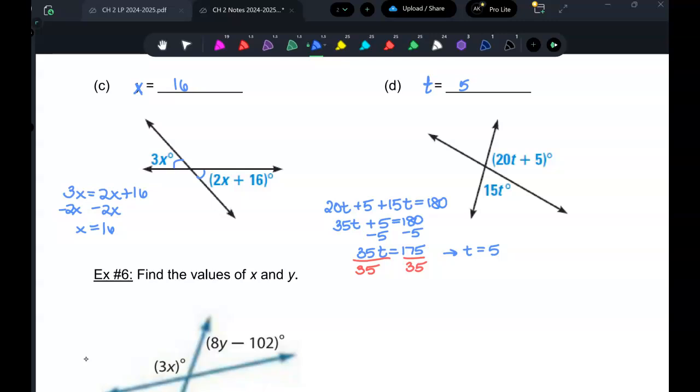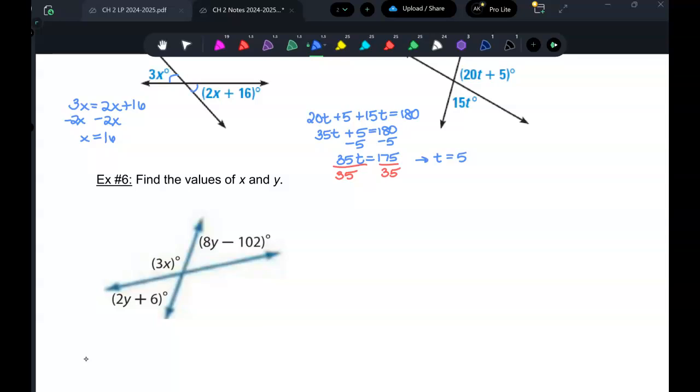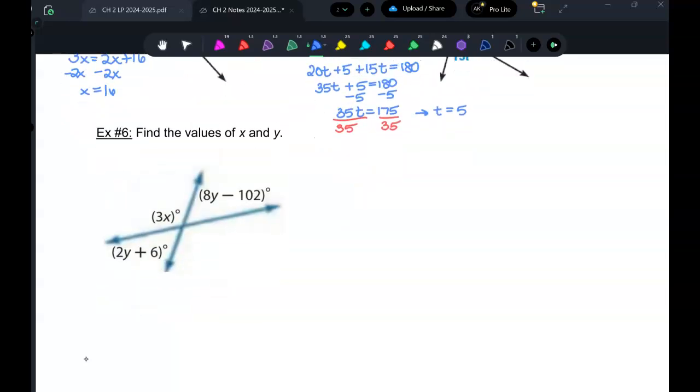Questions so far? In this whole lesson, we only had two different ideas. You either make them equal to each other if they're vertical, or we make them equal to 180. Okay, last example. Now we have two different variables. We want to solve for x and y.